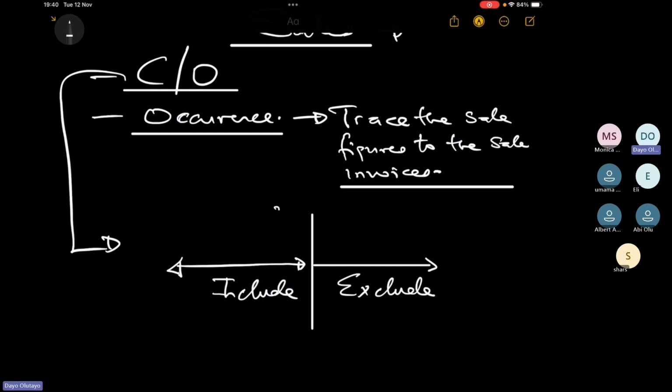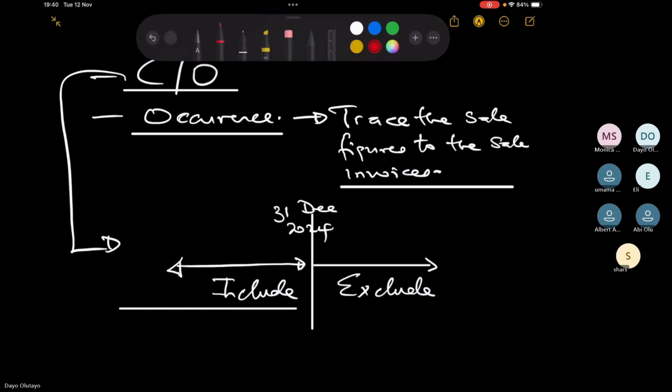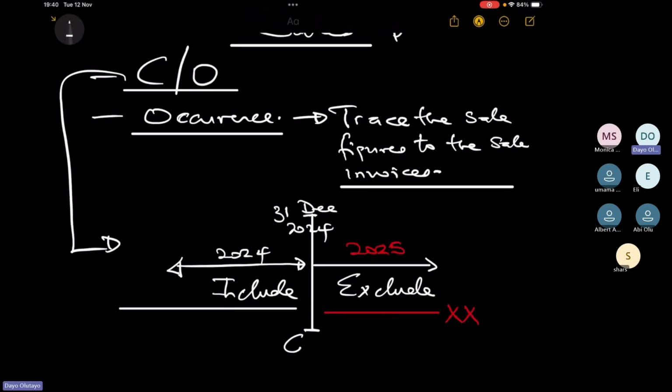So if this is 31st of December 2024, only transactions here should be in the financial statement, and any transactions on the other side should be excluded. This should not be in our financials because this is 2025 and we are only focusing on 2024. Because we have chosen December 31st as our cutoff date, that's why the assertion is called cutoff. This is our cutoff date, which is our reporting date.